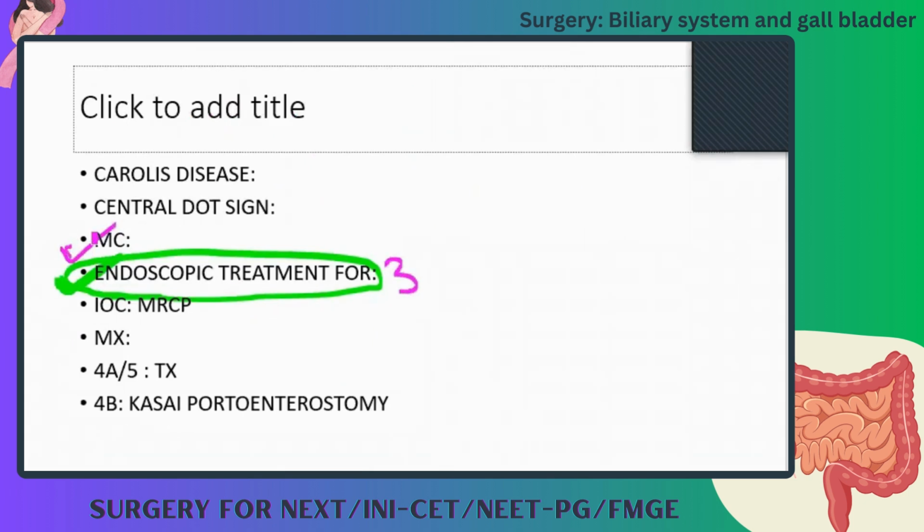Most common is type 1. All these are very important MCQs. No need to mug up. Just remember the biliary tree. Type 1 is extrahepatic single dilatation. 2 is a diverticulum. 3 is into the duodenum, so endoscopic treatment is possible. 4A is both extrahepatic and intrahepatic. 4B is extrahepatic, multiple. 5 is intrahepatic. Clear? So most common is type 1 and endoscopy is for type 3.